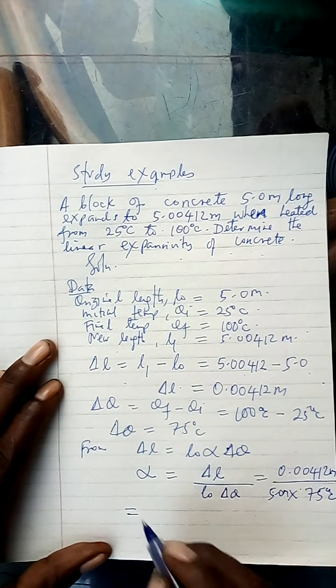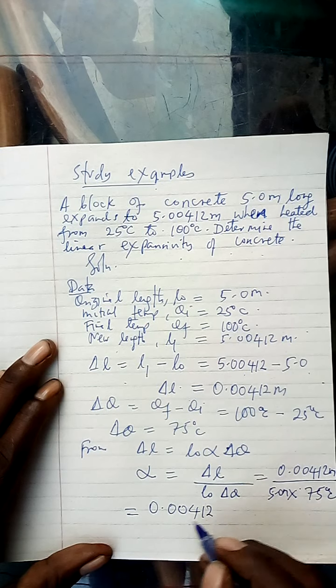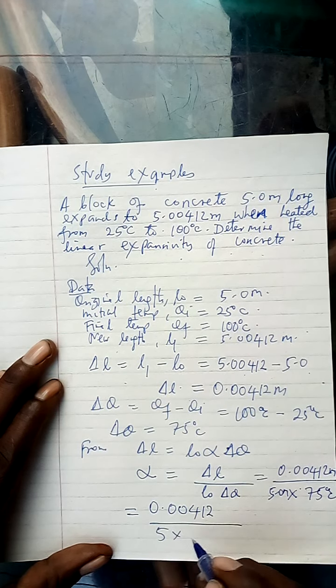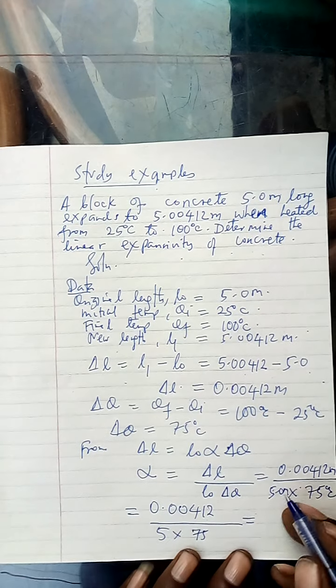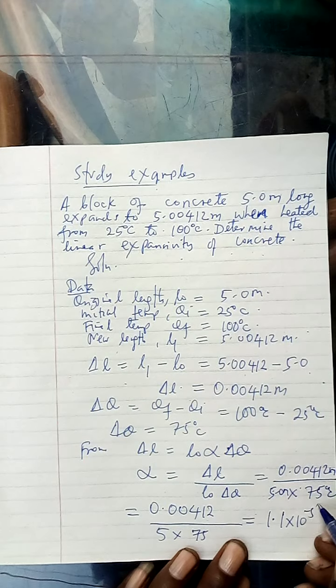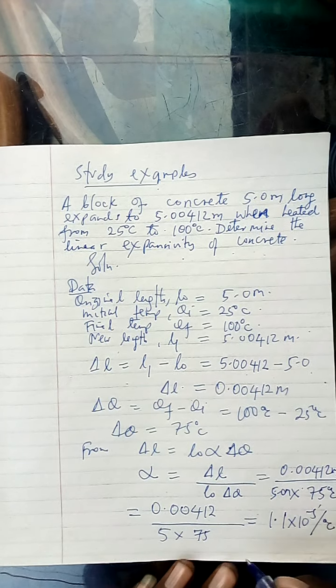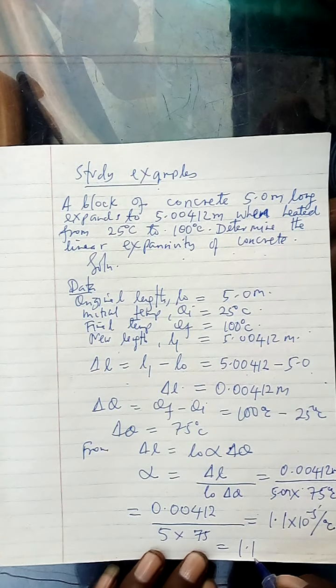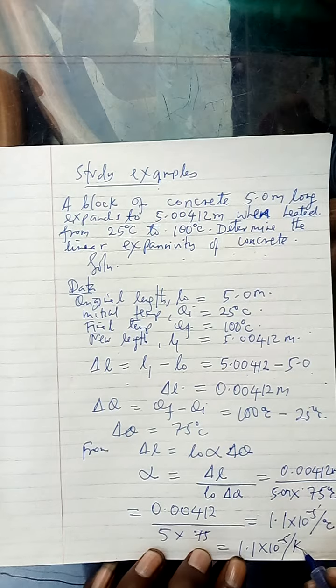So in short, we have 0.00412 over 5 times 75. Mathematically, once you work that out, you get 1.1 times 10 power negative 5 per Kelvin, per degree Celsius, which is equal to 1.1 times 10 power negative 5 per Kelvin.